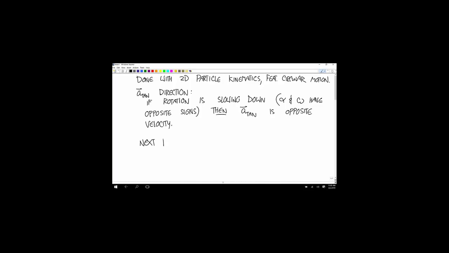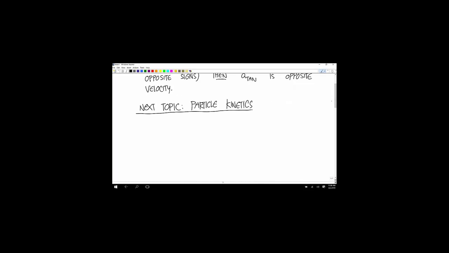The next topic is particle kinetics. And it's a really unnecessary pain that the words kinematics and kinetics are so similar.